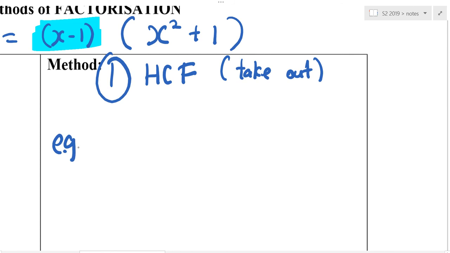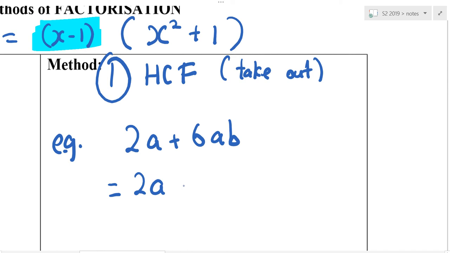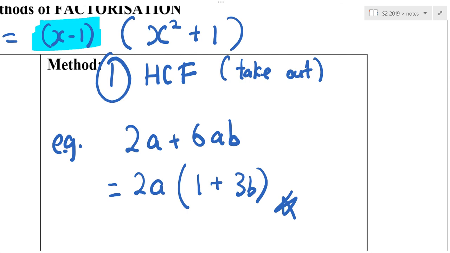So let me write an example. Let's say I have 2a plus 6ab. So what is the common factor? A, no good. 2a, good. So if I take out 2a, what is left in the first one? 1 plus 3b. Like that, in the exam it is 2 marks. So this is called highest common factor. I just take out the common factor.